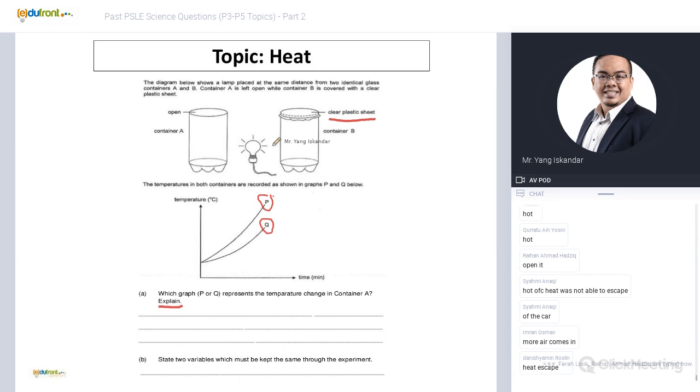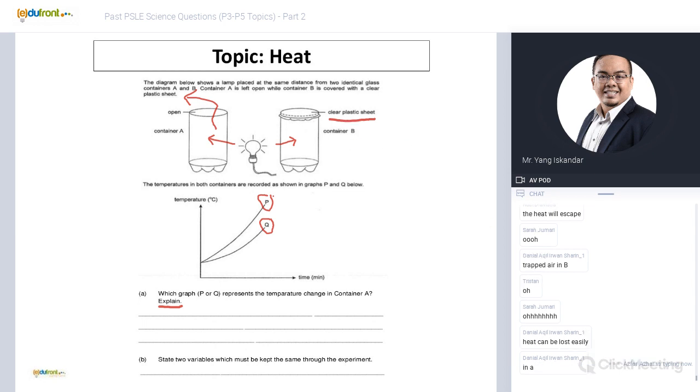Okay? So in this particular question here, the air in container B gains heat. Likewise, the air in container A also gains heat. So the air in both container A and container B gains heat. From where? From the light bulb here, from the lamp. Remember, a lamp gives off not only light energy but also heat energy. So the air here in container B gains it, and container A also gains it. However, the heat here is able to escape very quickly, because it is not covered with plastic sheet compared to container B. Just like in a car in the hot sun, when you close all the windows, you feel very hot. Why? Because the heat is trapped.